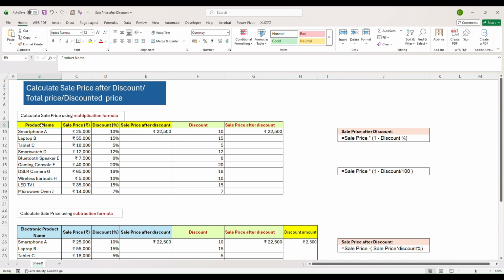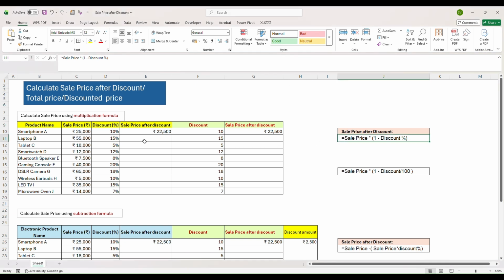Now we have a sample data set here with product name, sale price, and discount percentage, and we want to know the final price or the sale price after discount. Now, we are having discount in two columns. One is formatted in percentage, the other one is just given as a value. Now, the cells which are formatted as a percentage, we can directly include the cell with 10%, and we can do this formula: equal to sale price multiplied by 1 minus discount percentage.